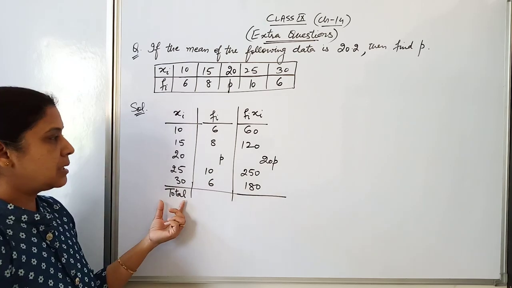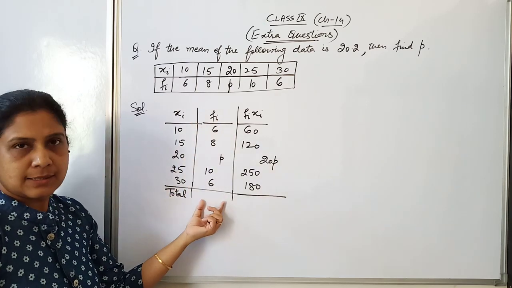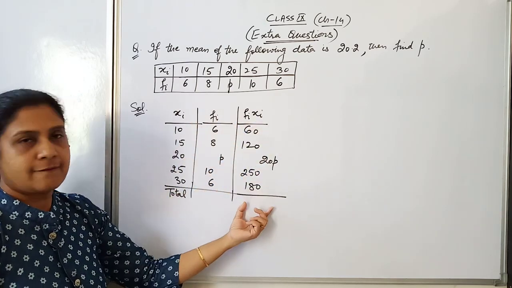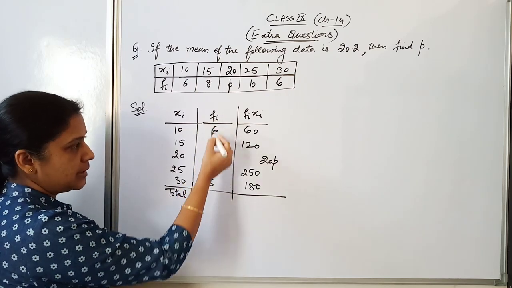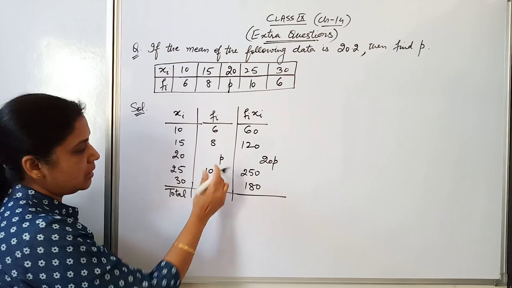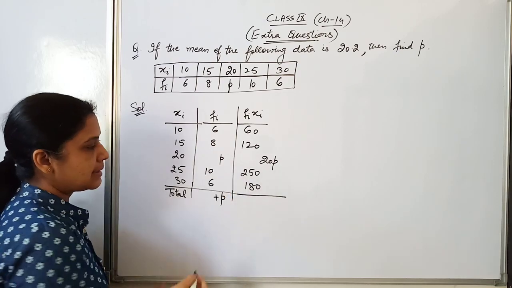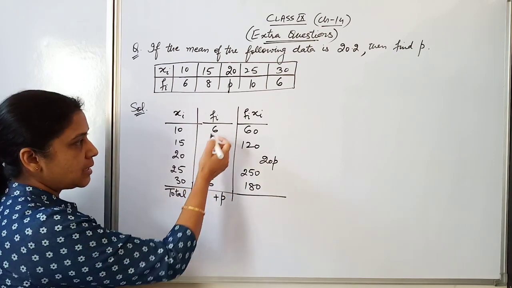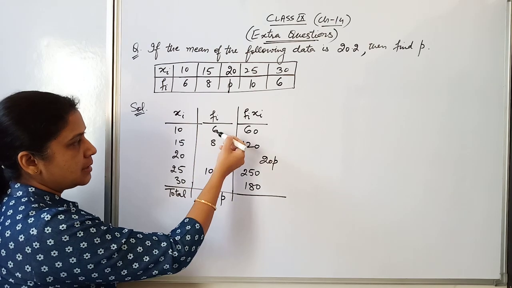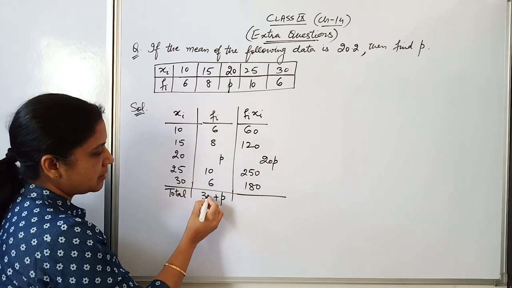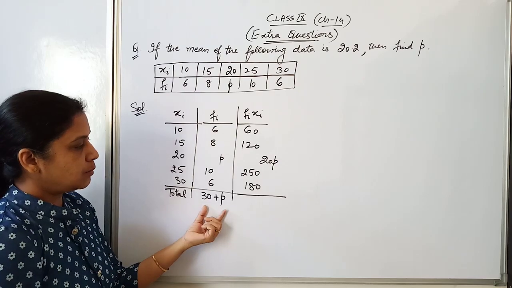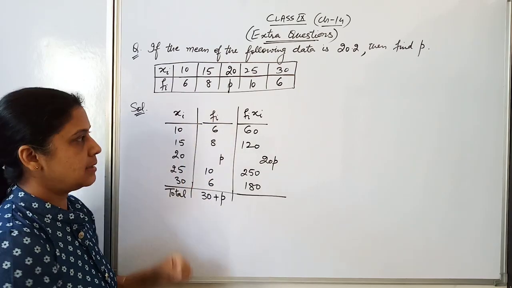The next step is I have to take the total of frequencies as well as the total of Fi into Xi. When we add all the frequencies, I can see this is a variable P. So this is to be written as such plus P. The rest of the entries will be added. 6 plus 8 is 14, 14 plus 6 is 20, plus 10 is 30. 30 plus P is the total of frequencies.